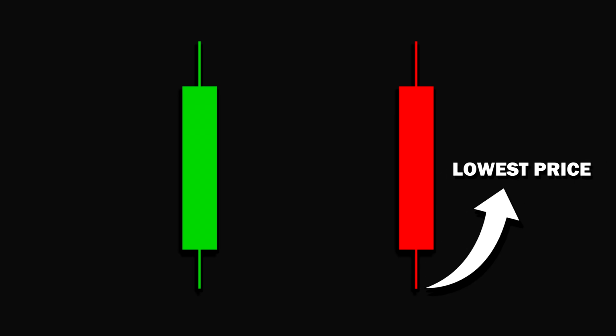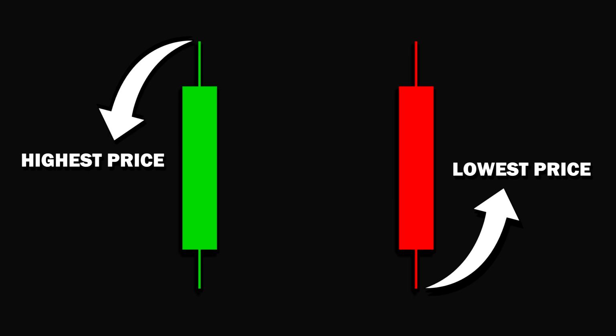Ends of these wicks are the boundaries for the price interval the price reached during our candlestick's existence. The wick end at the bottom represents the lowest reached price of the current time period. The wick end at the top represents the highest reached price of the current time period.